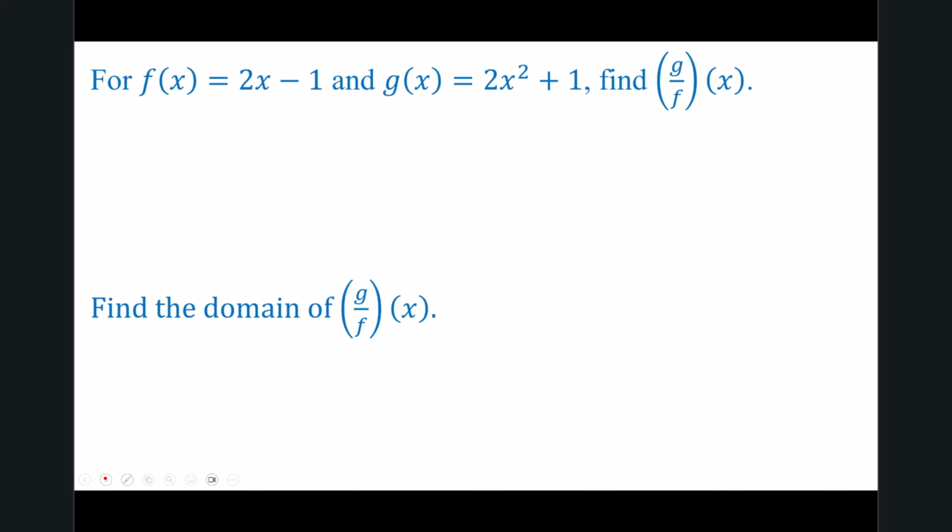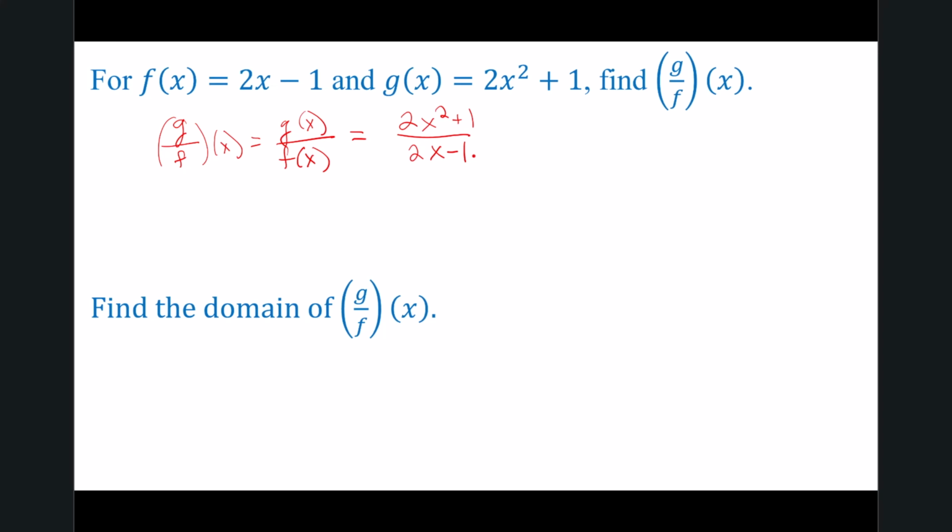For f of x equals 2x minus 1 and g of x equals 2x squared plus 1, find g divided by f of x. So g divided by f of x means g of x divided by f of x. So g of x is 2x squared plus 1, and f of x is 2x minus 1. If there was anything we could simplify, we would, but there are no common factors in the numerator and denominator to cancel out, so we can't simplify that.